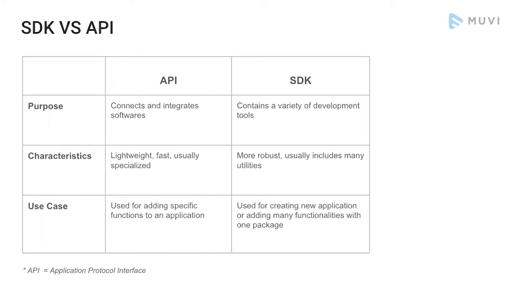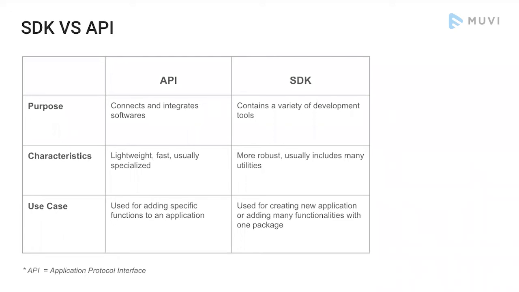Now coming down to the characteristics, APIs are mostly very lightweight. One API has around maybe 5 to 6 lines of code. Some APIs may have 10 to 15 lines of code, and they're very fast. And usually they're very specialized to a certain niche use case. So if I write a GET API, suppose I write an API that gets me the details of a name, it will just get me the details of a name, right? But SDKs are very robust and they actually include many utilities, like a lot of APIs inside them.